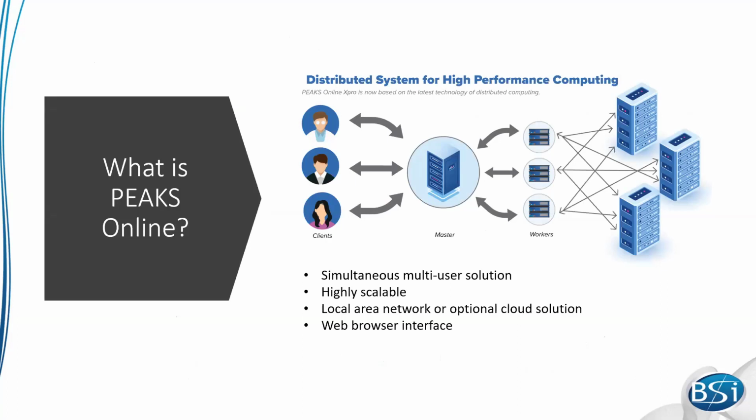Peaks Online is a server-based distributed system for high-performance computing. It's designed to get the most out of Peaks with some really good hardware. It's designed as a simultaneous multi-user solution, meaning that several different users can send jobs to the Peaks Online setup, and it will be able to run those different jobs simultaneously. It's highly scalable, meaning that you can add servers to it over time in order to increase the power of your Peaks Online cluster in order to get the most proteins and peptides back in the quickest amount of time possible.